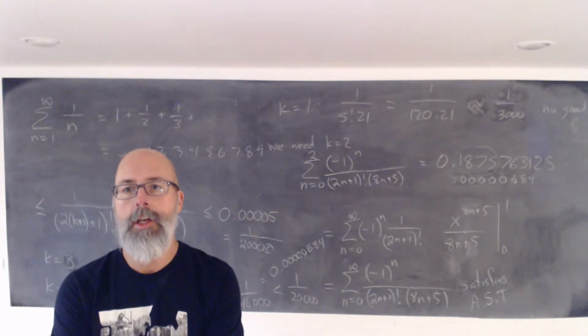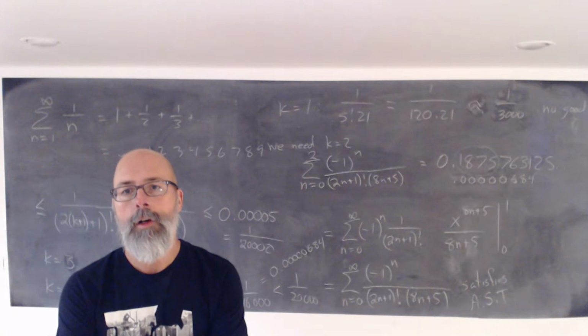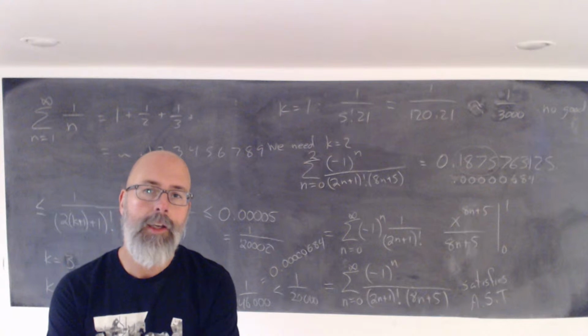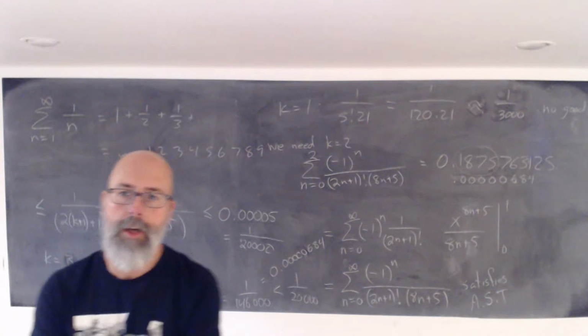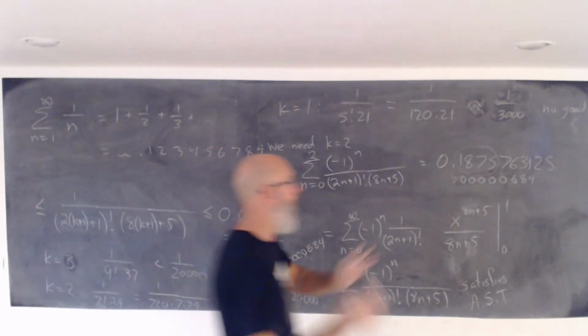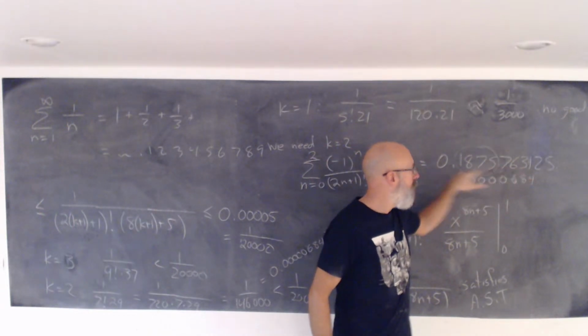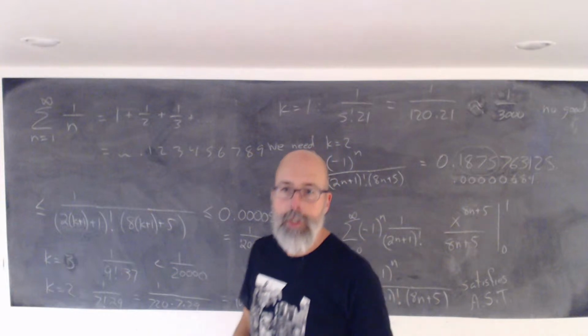Someone is asking, should we give our answer only until 5, like 0.1875, or write the full answer? Well, whatever. I would write this and say that the first 4 digits are significant.